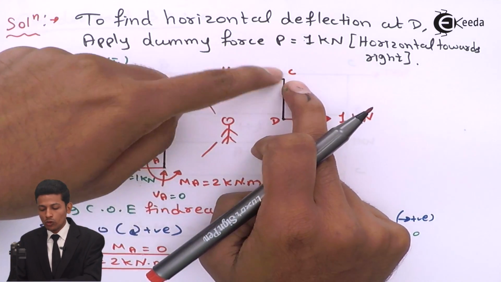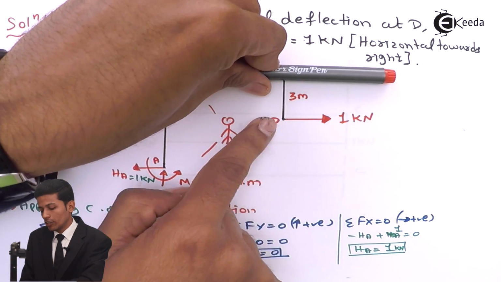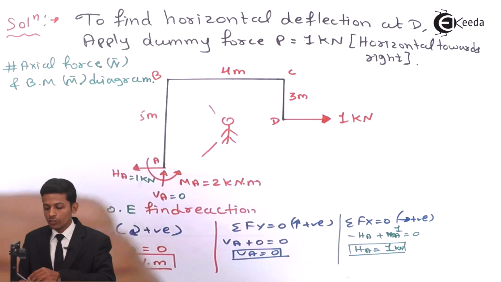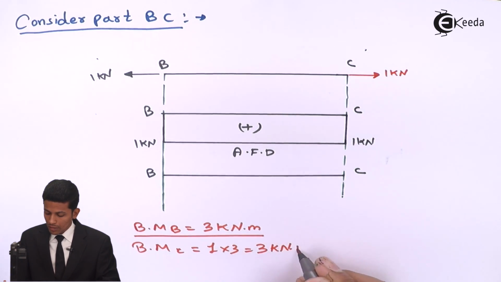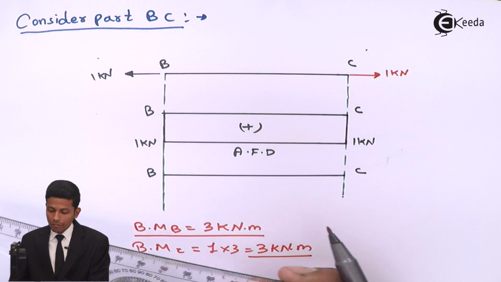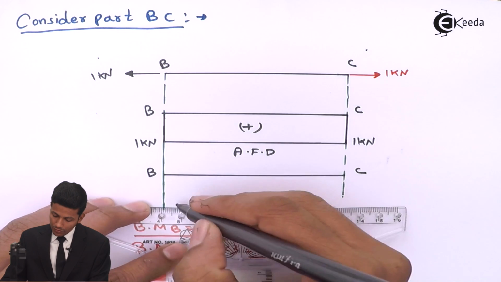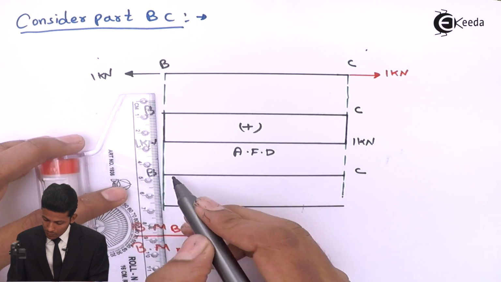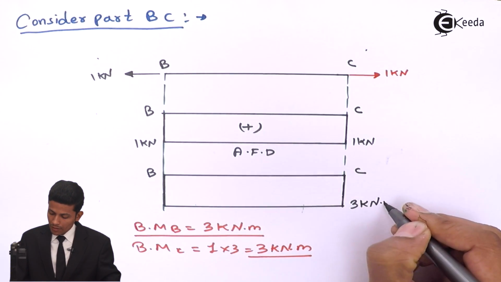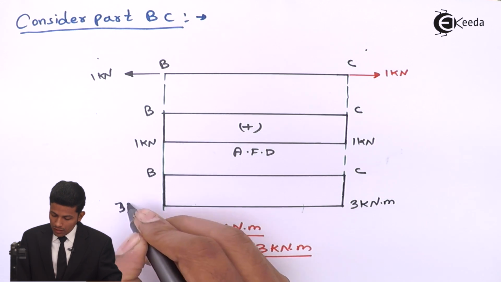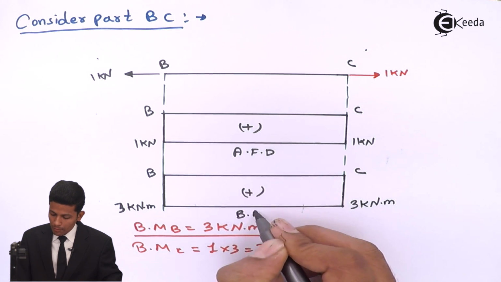Either we can take this whole part, or we can take this part. We are taking this part now. Now see, you are standing from here and you are taking a section over here. This will go sagging. So it will come 1 into 3 positive, so 1 into 3 is equal to 3 kilonewton meter. This is also 3. Now see, both are positive, means you have to draw inside the frame. Three kilonewton meter. This is also positive. This is your bending moment diagram.